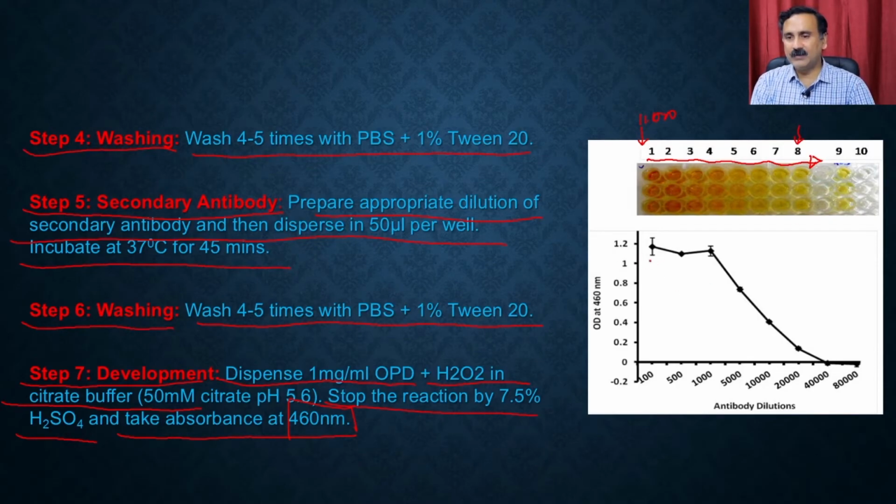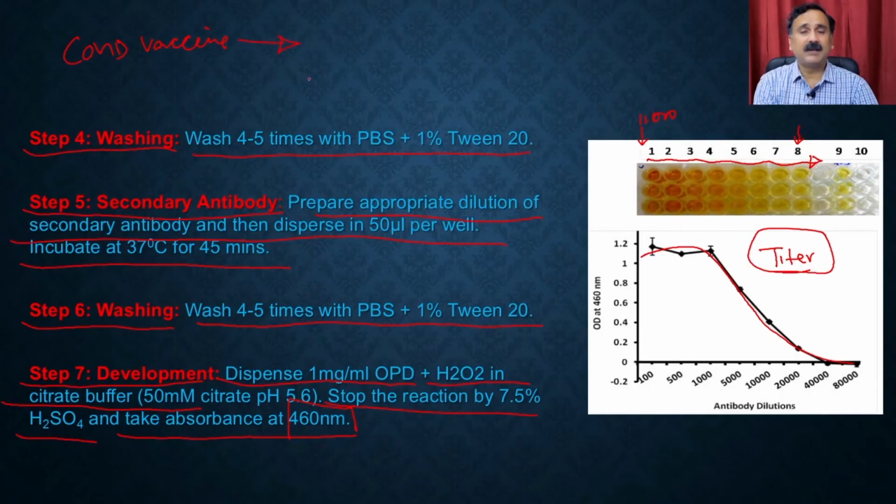So if you plot this, you are going to get a curve like this, and using this curve you can calculate the titer of the antibody that you have in this particular biological fluid, and depending on this titer you can say whether the antibody level is high or low. For example, if you go for a COVID vaccination and you are interested to see whether the antibodies for COVID are being developed or not, then you can do it like this.